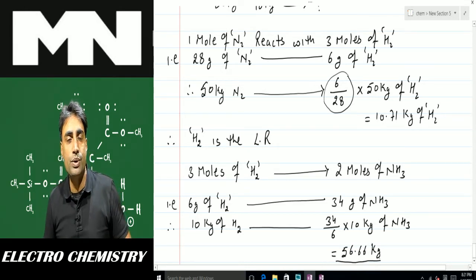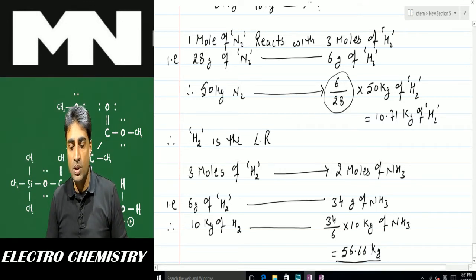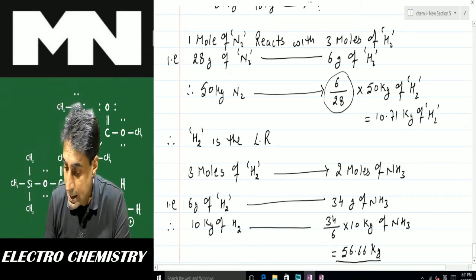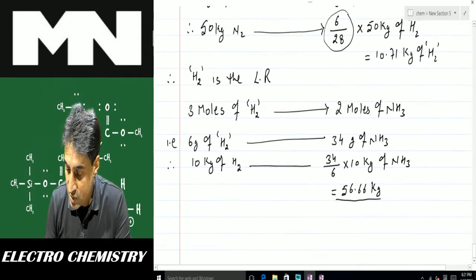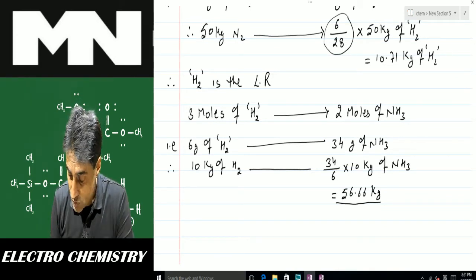This is how you can do it. This is how you can calculate the limiting reagent, and this is how you can predict the quantity of product formed. This is stoichiometry. This is all about limiting reagent. Next, we'll talk about the molecular and the empirical formula and how to calculate it.